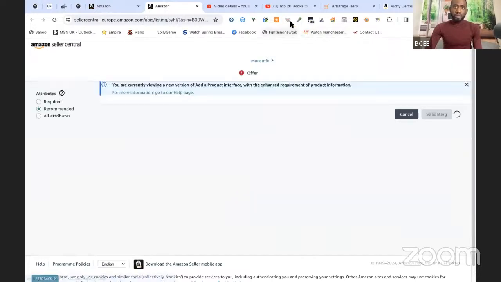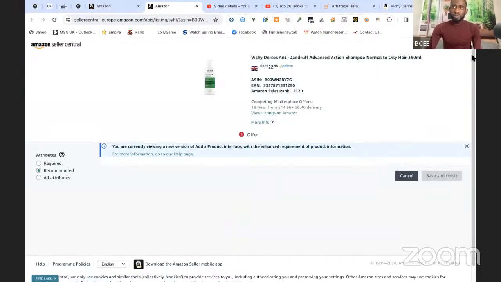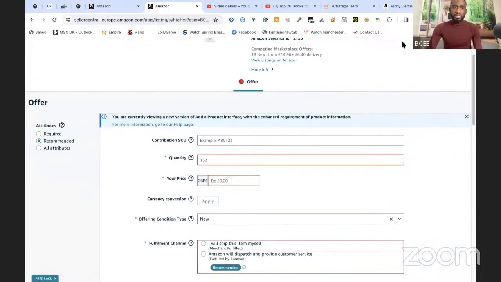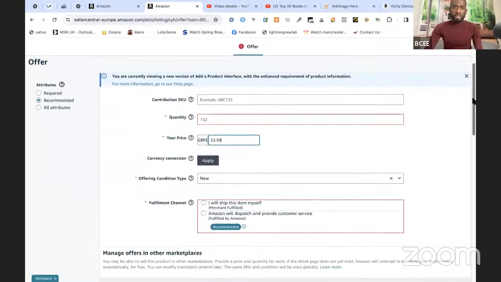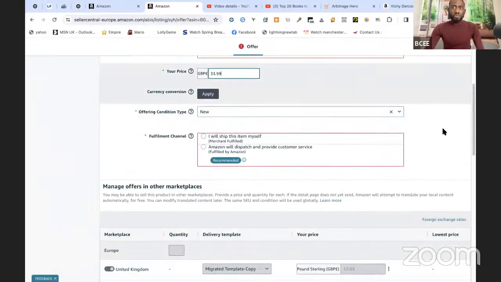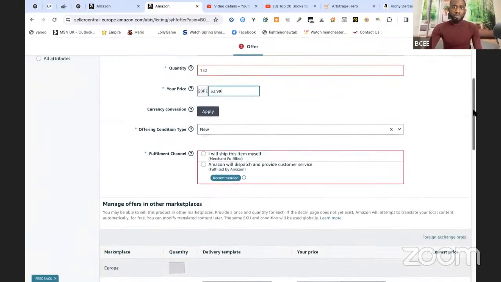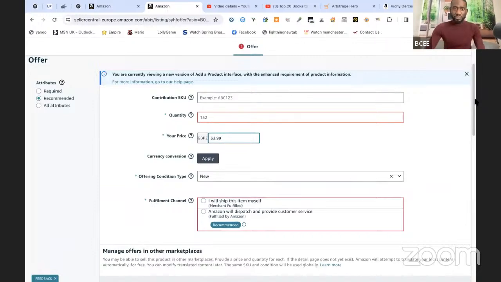When you click sell this product, it will take you to this part and you will click save and finish. It will also take you to a place where you can put your pricing. So you put your pricing, let's just say 33.99. And if you want to send it to Amazon Fulfillment Warehouse, as we mentioned in our previous session, you click Amazon will dispatch and provide customer service.